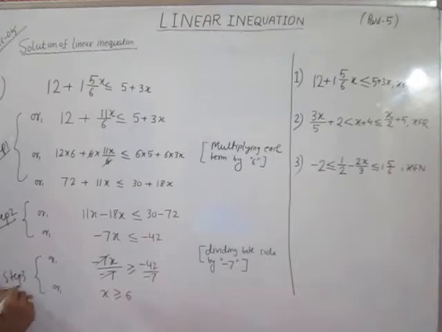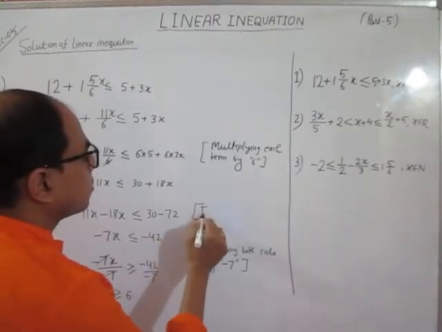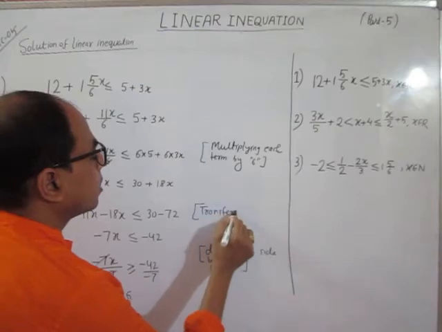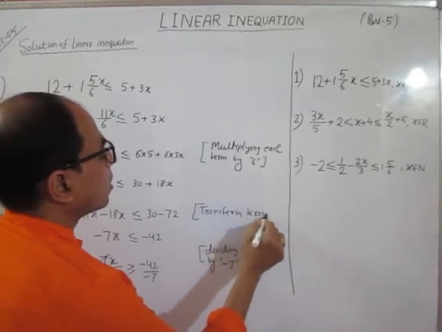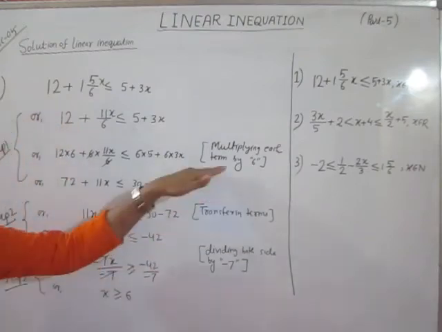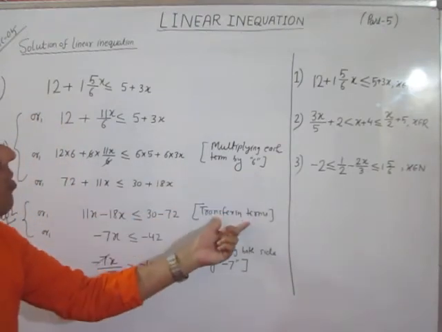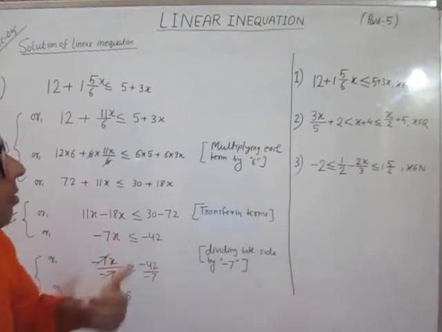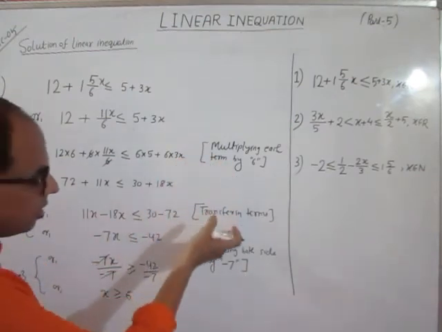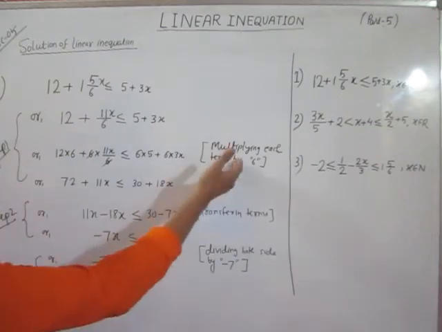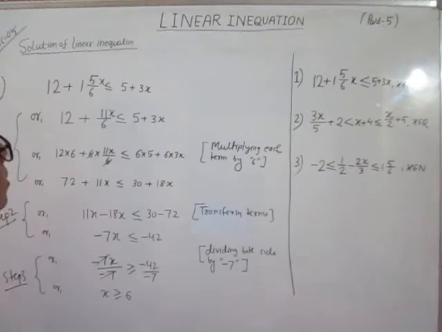Step 3. In the first step we removed the fraction. Second step, shifting all the variable terms to one side and constant terms to the other side, and third step, removing the coefficient of x. Here what we have done is transferring terms. Now in the exam it is not necessary to write this word statement, but whenever you are practicing, write it so that your concept will be clear. In the exam, this word statement is not compulsory.